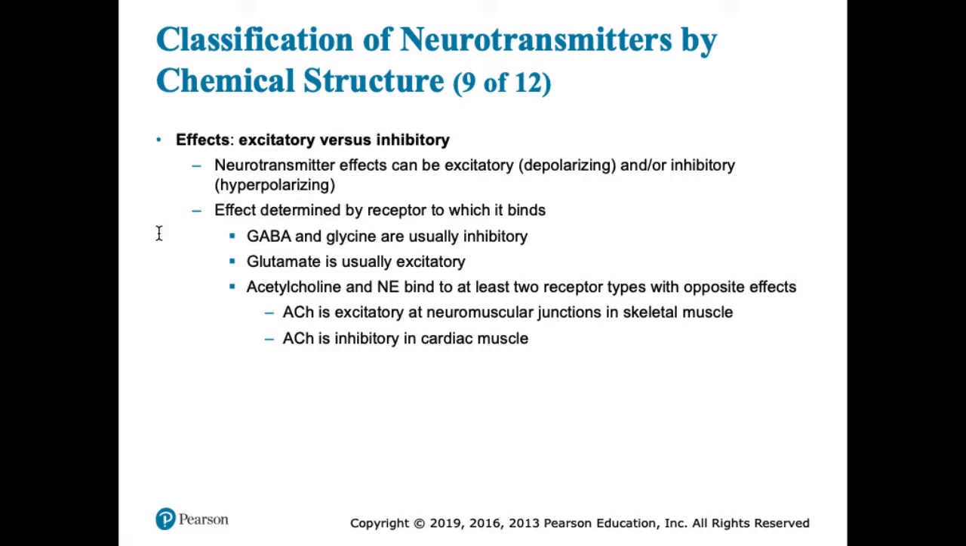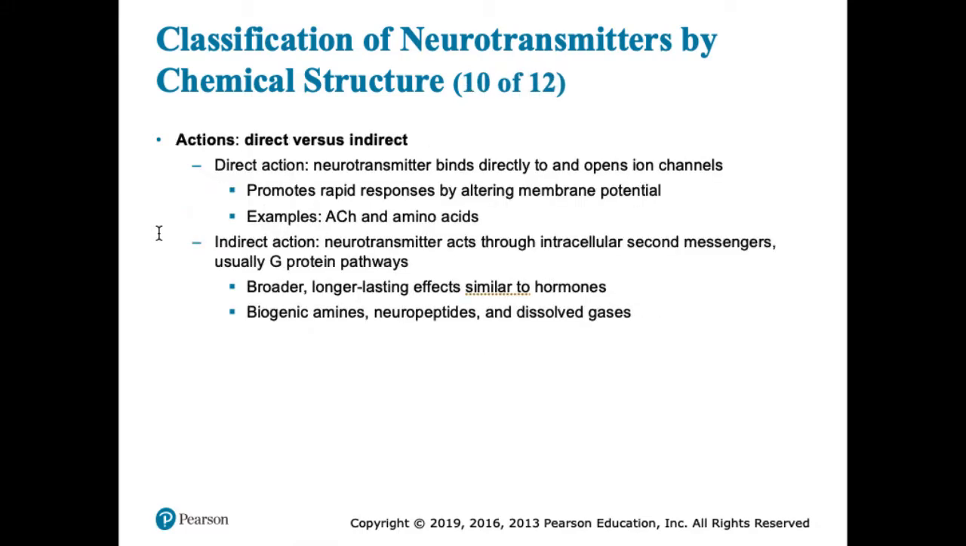GABA and glycine are usually inhibitory. Glutamate is usually excitatory. Acetylcholine and norepinephrine tend to bind to at least two receptor types with opposite effects. So acetylcholine can be excitatory at the neuromuscular junction in skeletal muscle, but it can be inhibitory in cardiac muscle. And then, of course, we have that classification of action: direct versus indirect.